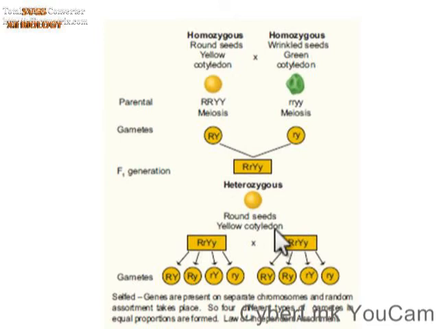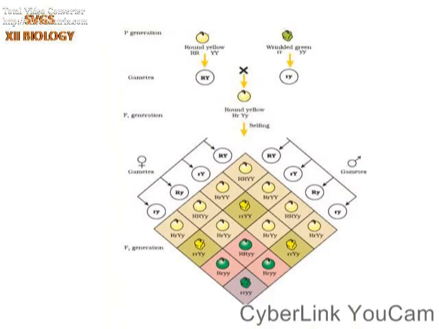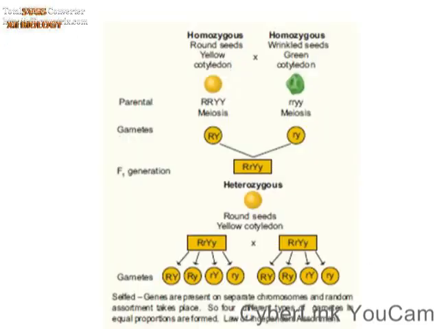Here we have a round seed and yellow cotyledon. This is how the gametes will be produced. These gametes are crossed in this Punnett square. In this Punnett square, we have made the cross, multiplying the gametes. So this gamete formation has been found by using this. So this is the parental combination in the F1 generation.